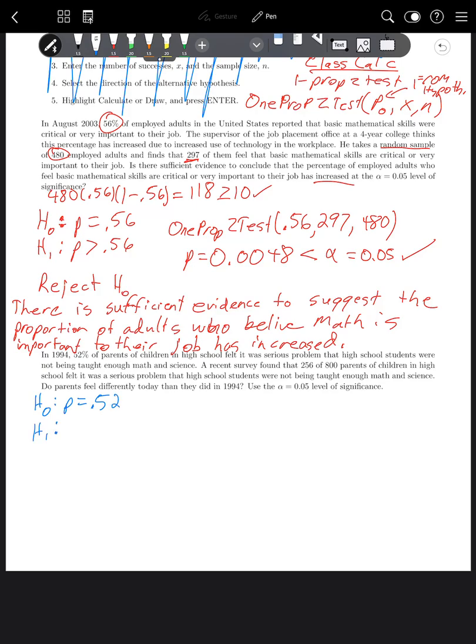And the alternative hypothesis here is that we no longer equal that, right? Because they feel differently today. So feeling differently means it's changed, so that's not equal to 0.52. And so then we're going to do a one prop z test, and we're going to put in our p, which is 0.52, our x, which is 256, and our n, which is 800.